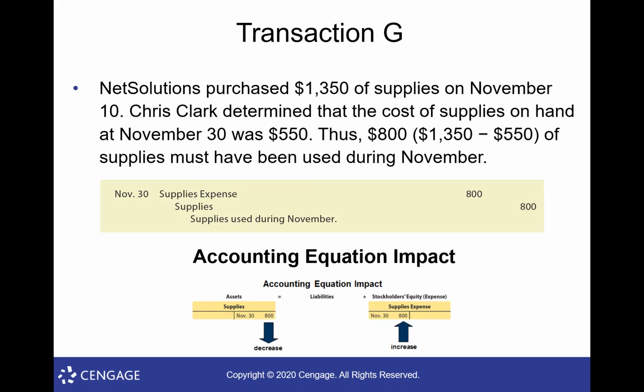NetSolutions purchased $1,350 in supplies on November 10th. Chris Clark determined that the cost of supplies on hand at November 30th was $550. Thus, $800 of the supplies must have been used during November. Are these transactions sounding familiar? Right, they're the same ones we did when we were just showing how they affected the accounting equation in the last chapter. So they figured out how many supplies they used. They debit supplies expense, credit supplies, because supplies expense is an expense and it increases with a debit. Supplies is an asset and it's going down. So that's a credit. There we go.